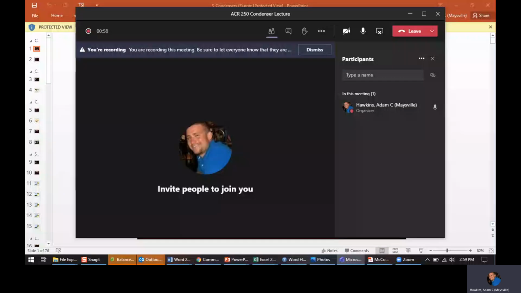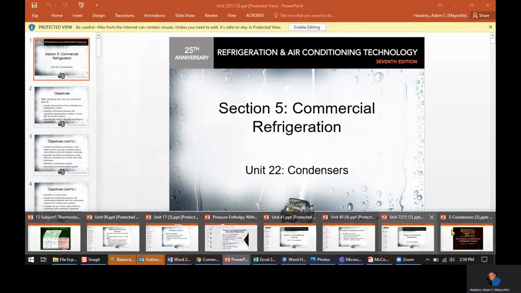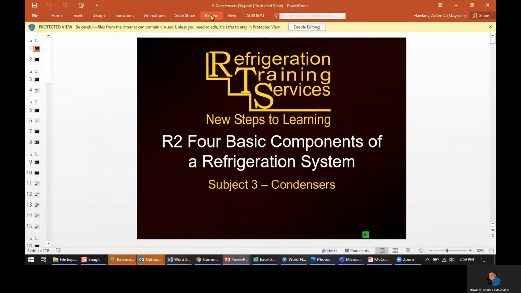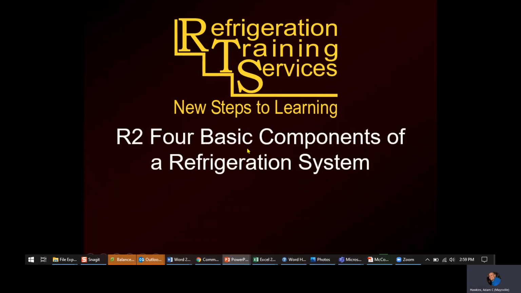We're going to go through condensers now, chapter 22 in your book. Let me get this pulled up. All right, so evaporators. We're going to go out of order here, but evaporators, condensers, metering devices, and compressors. I know that's not the order that it happens, but that's the way we're going to cover them.